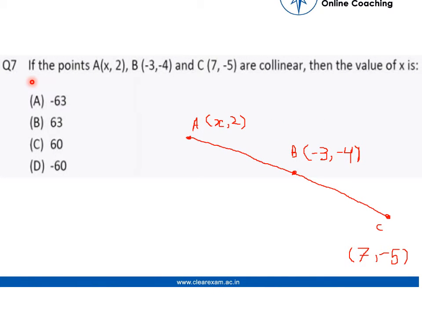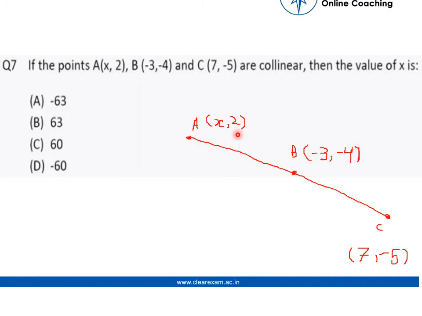So here, if point A (x, 2), point B (-3, -4), and point C (7, -5) are collinear, which means if they lie in the same line, then find the value of x. Here are the four options, and here is the sample figure of the above question.